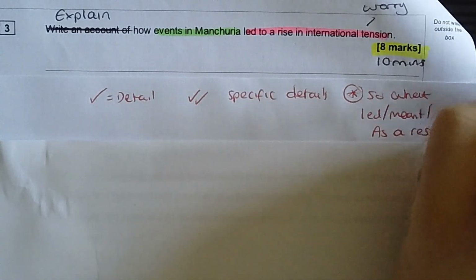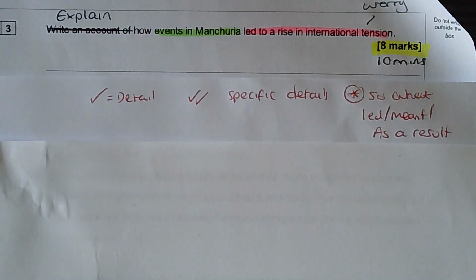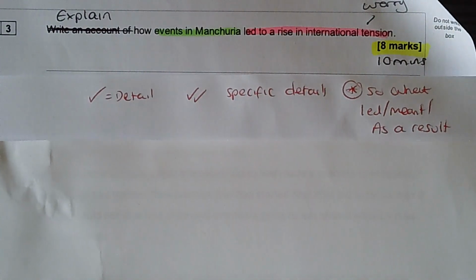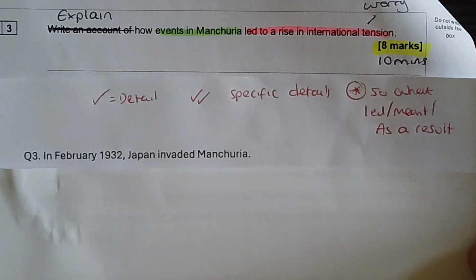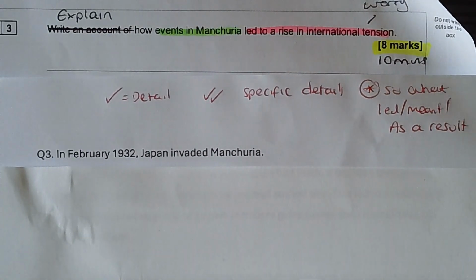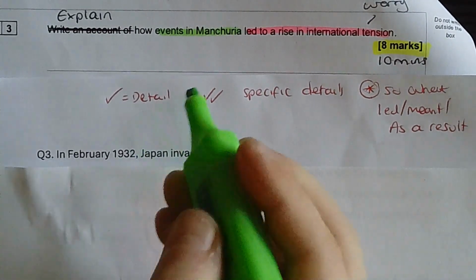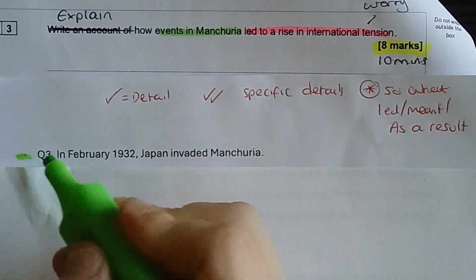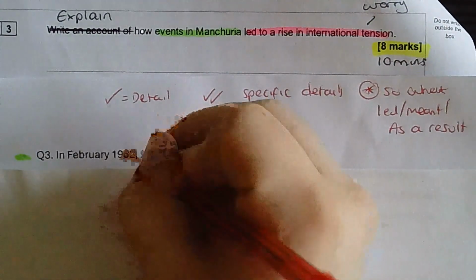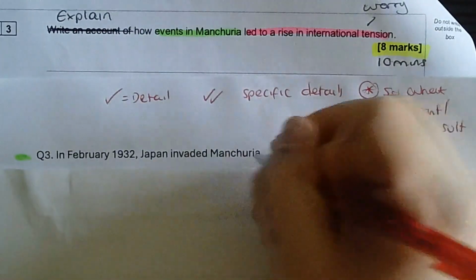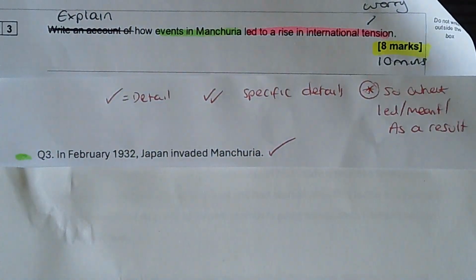So that's what the examiner is looking for here. I started off by saying, in February 1932, Japan invaded Manchuria. I would get a mark for that. I can see that is telling me about events in Manchuria. As an examiner, you've told me about the events in Manchuria, and I can see this is detailed, so I'm going to give it a tick at the end of the sentence.